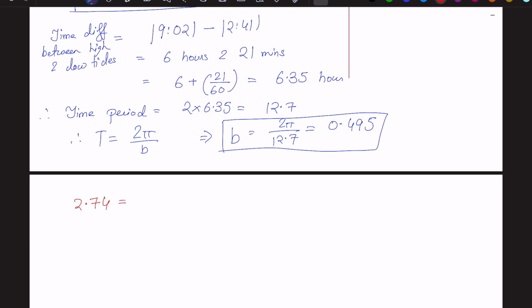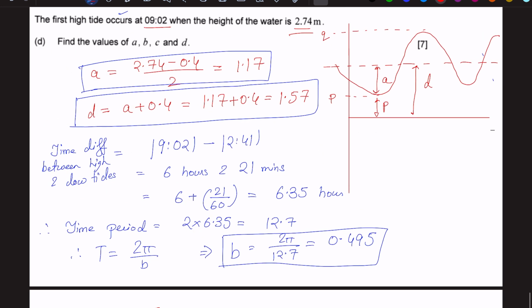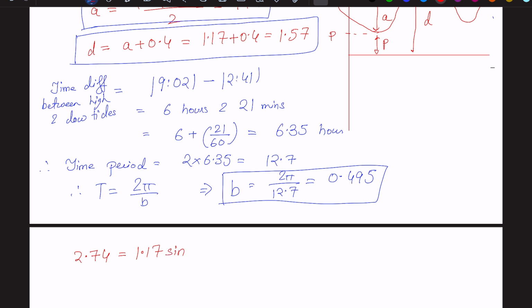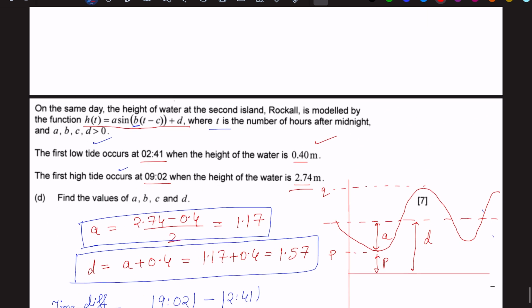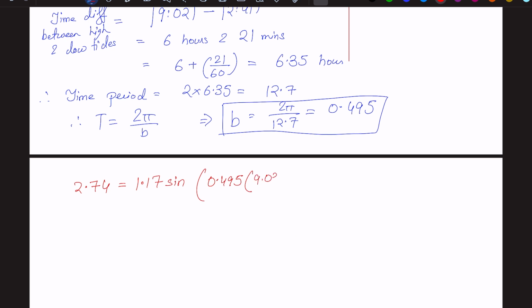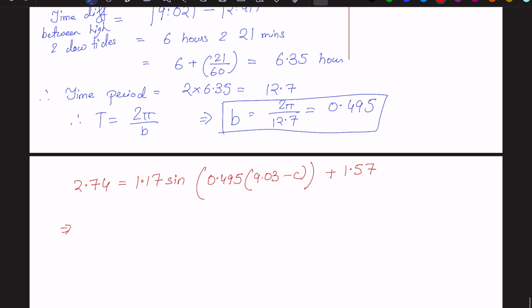2.74 will be 1.17 sine. Value of B is 0.495. Time, in this case, would be 9 hours and 2 minutes, right? So 2 minutes would be 2 divided by 60, which is 0.03, so 9.03 approximately. Minus C, plus your value of D would be 1.57. So if I transfer 1.57 to the other side, I'll get this.